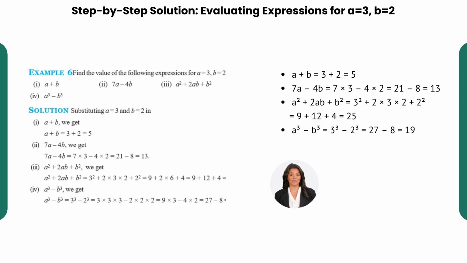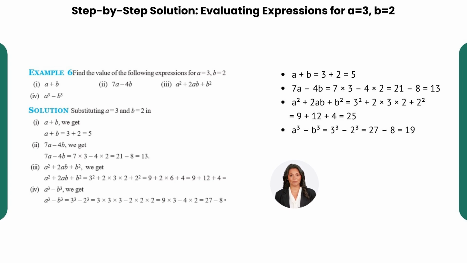Let's review the detailed steps for each expression to ensure clear understanding. Expression 1. Adding a and b values directly. 3 plus 2 equals 5. Expression 2. Multiply and subtract. 7 times 3 equals 21. 4 times 2 equals 8. Subtract to get 13.